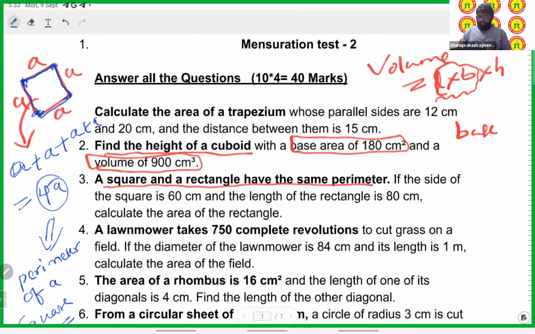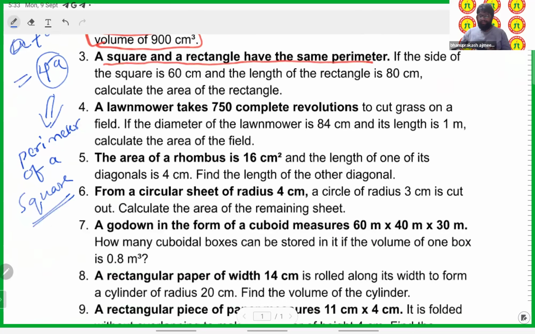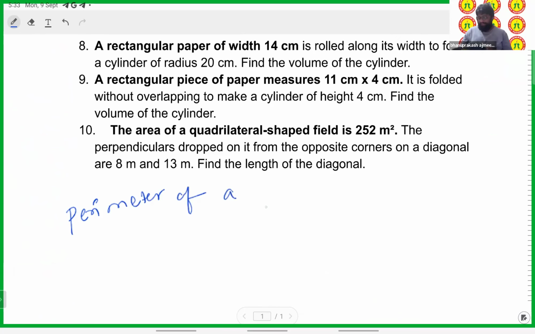So they asked the perimeter of a square, and what is the perimeter of a rectangle then? So perimeter of a rectangle is 2 into l plus b.